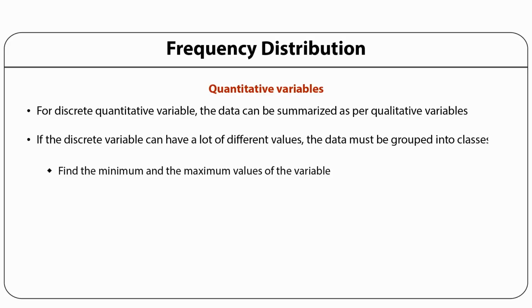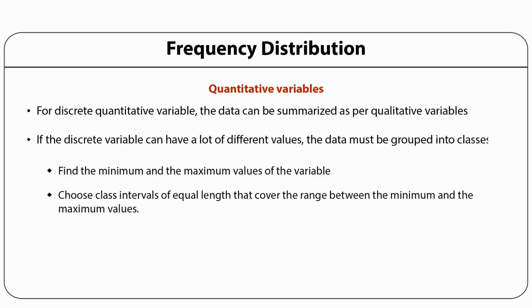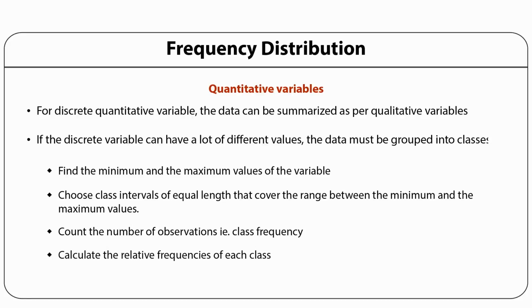Find the minimum and maximum value of this variable, and choose class intervals as per your requirement. Mostly we put it in equal intervals, but sometimes we can vary the length of the intervals also, if data are very minimal. Count the number of observations under each of these frequencies and then calculate the relative frequency to find a justifiable, logical answer against your representative data.